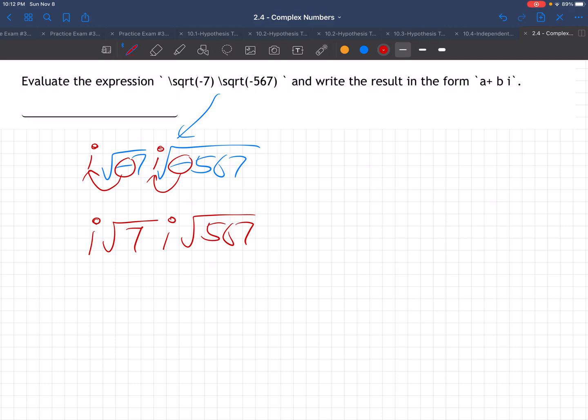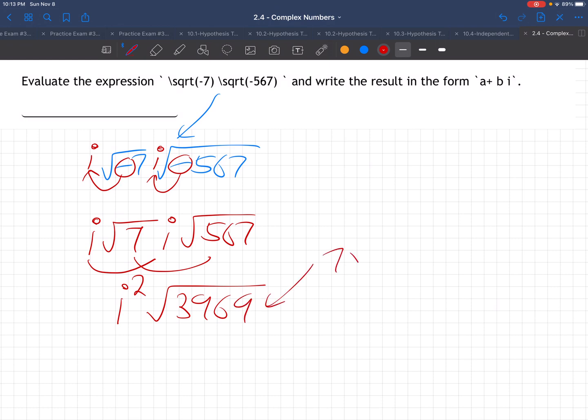It's imaginary. Okay, now what we're going to do is we can just multiply these two i's. i times i is i squared. And then multiply these numbers and put them in one parenthesis. If you take 7 times 567 on your calculator, it's 3969. That's 7 times 567.